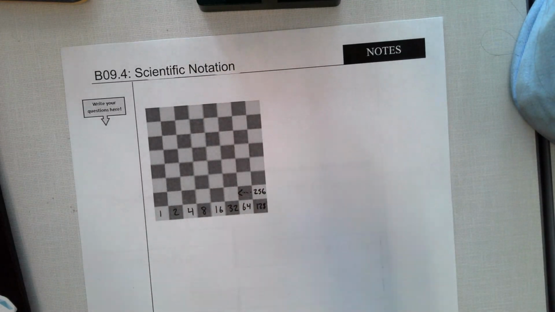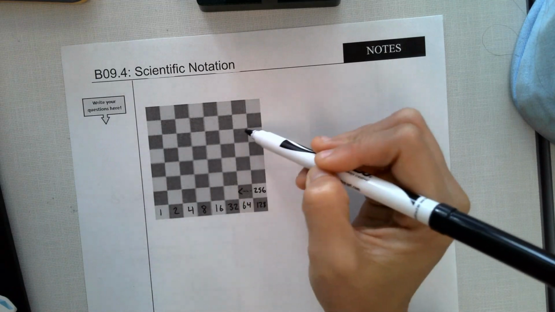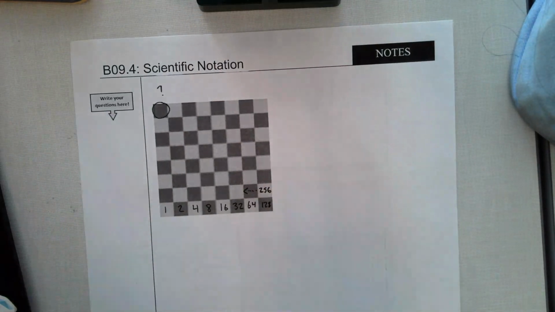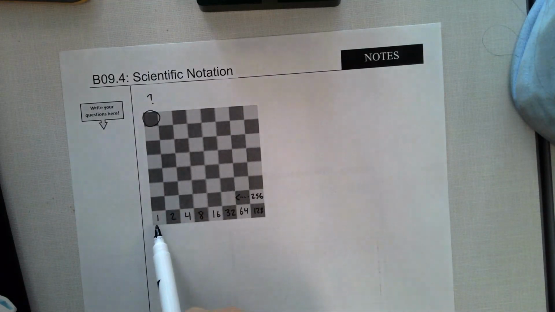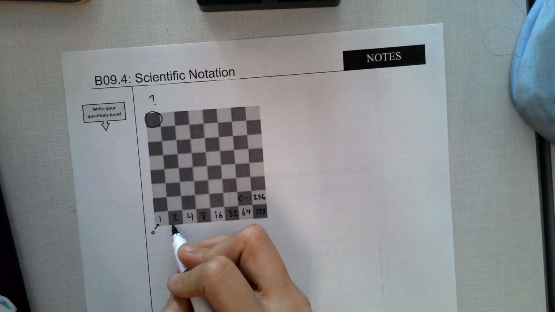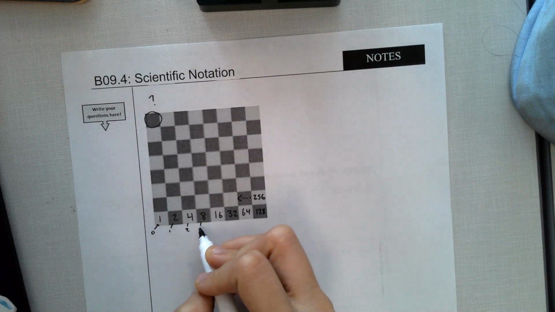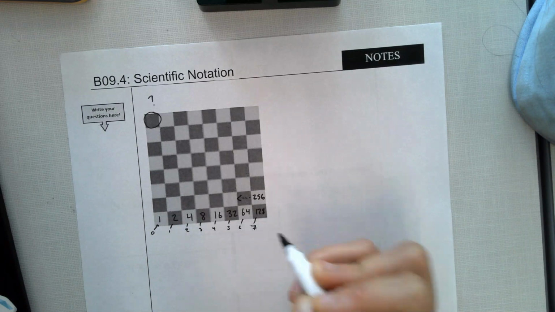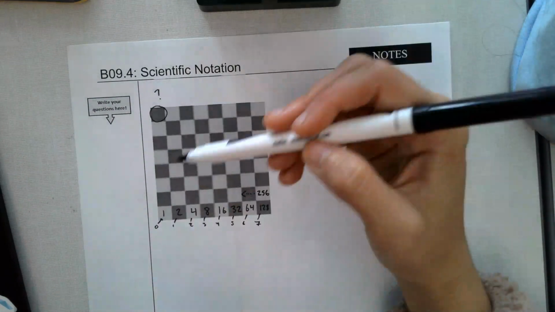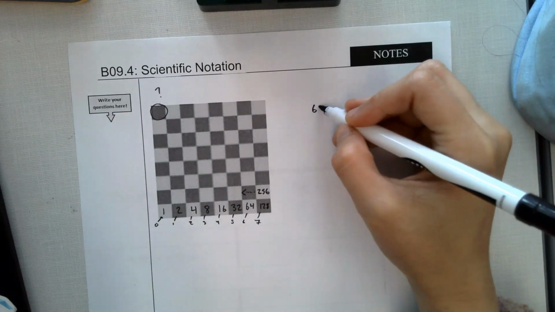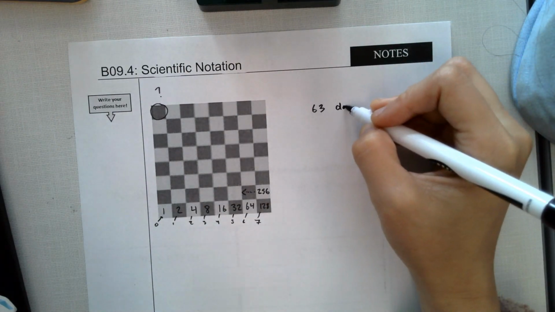So the goal is to figure out how much is at the end. Let's say this is day 0. This is what we start with. 1, 2, 3, 4, 5, 6, 7, and we're trying to get all the way up. There are 64 squares, and we started on 0, so there are 63 days.